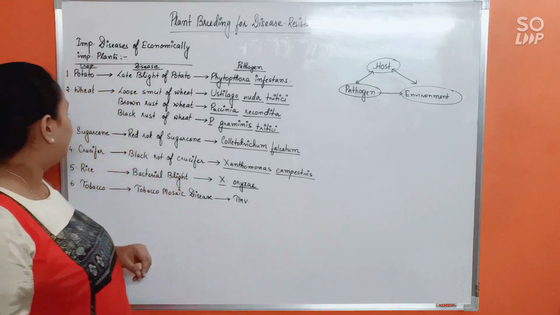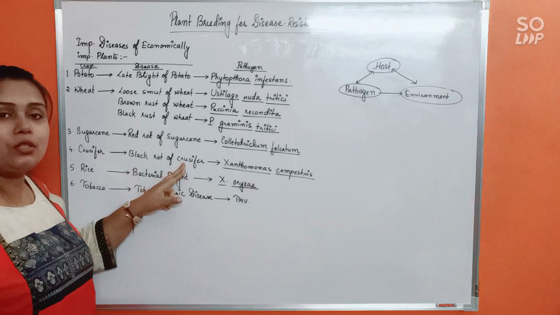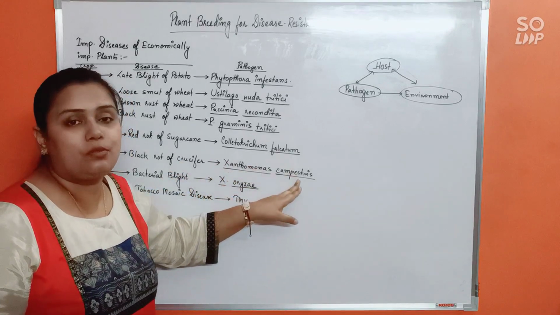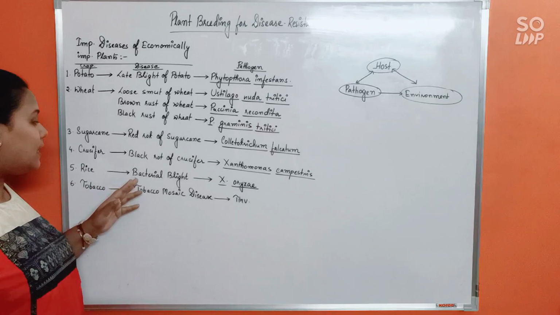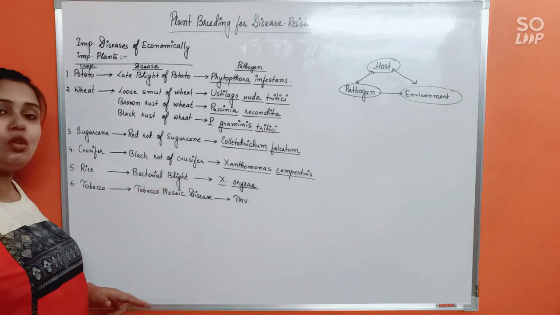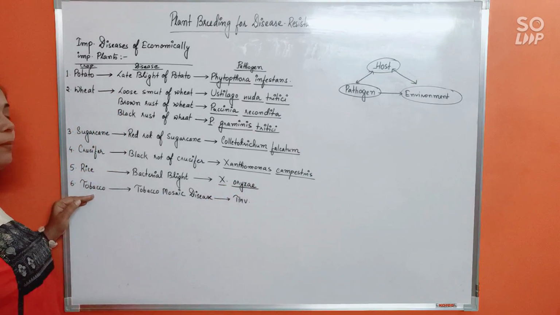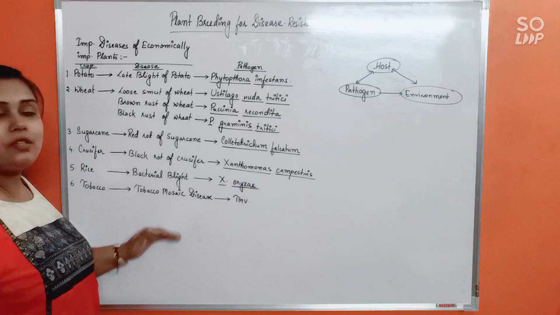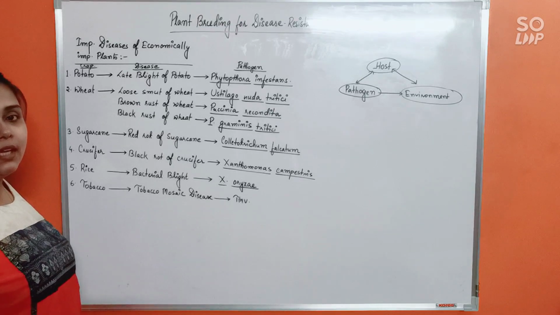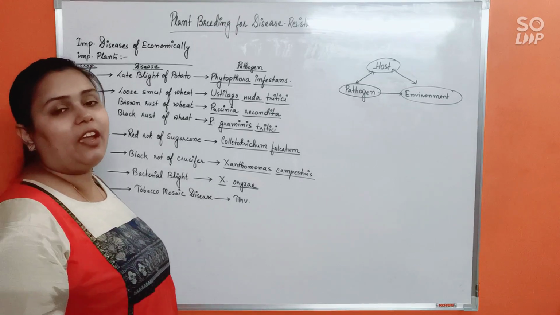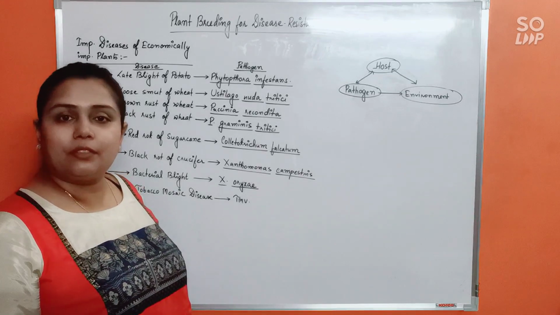Now, crucifers. That is black rot of crucifers, caused by Xanthomonas campestris. Then rice. Rice usually gets the disease bacterial blight, which is caused by Xanthomonas oryzae. And finally tobacco mosaic disease, which all of you know very well, caused by the virus TMV, tobacco mosaic virus, which is the first virus to be discovered, right?